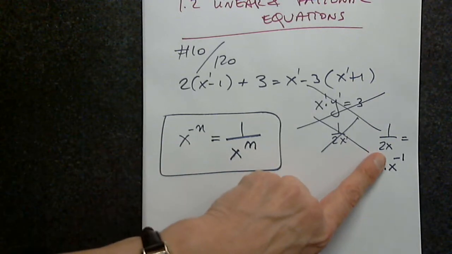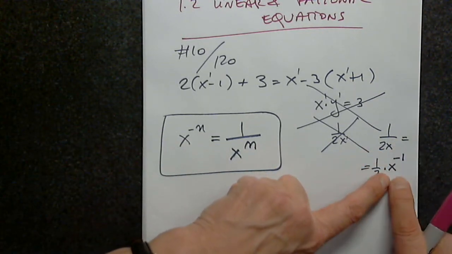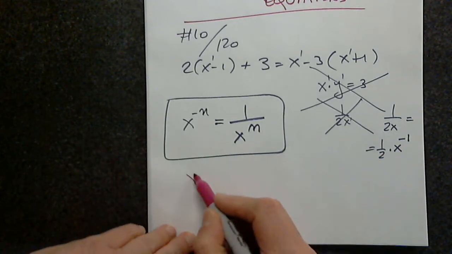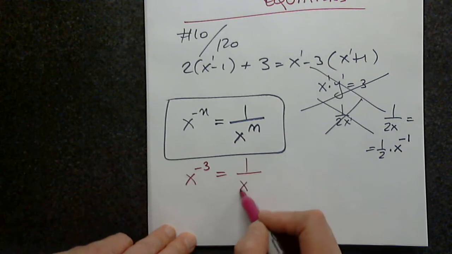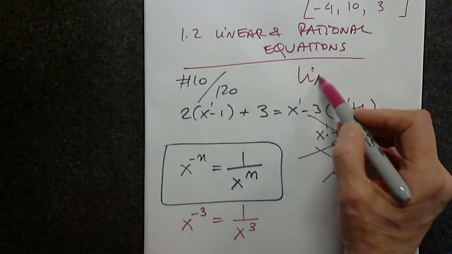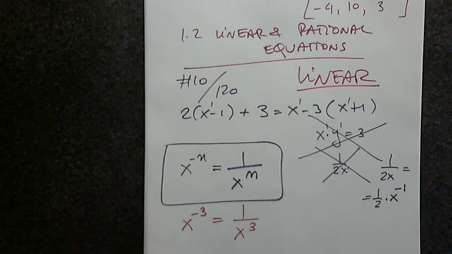So this, although it appears that it has power 1, it's not power 1. It's power negative 1 because of this rule. X to negative 3 is 1 over x to the third. So indeed, this is a linear equation. Okay, what is the first step?